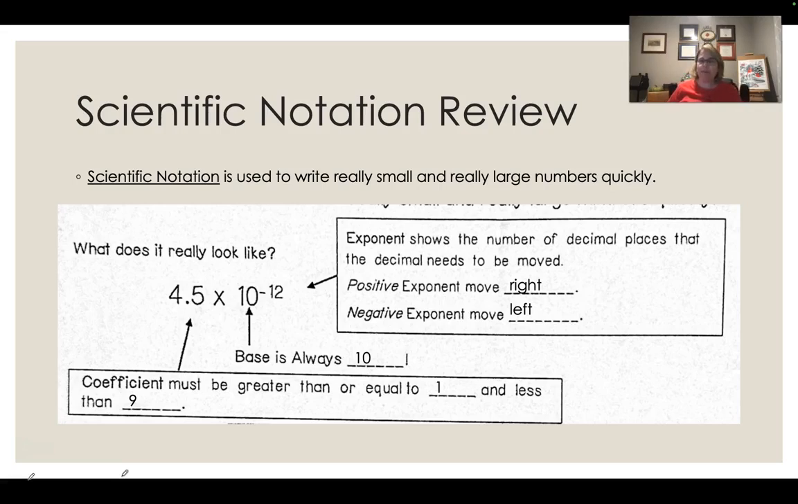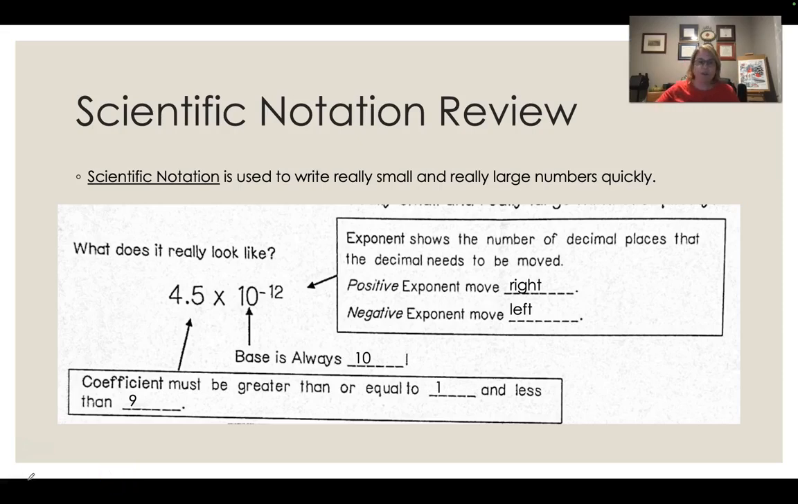So remember that we have scientific notation because we want to be able to write really small numbers, things that are less than 1, or really large numbers quickly, so things that are really large, like we're talking in the millions, the billions, even the thousands, or even the hundreds, but it's still a large value.